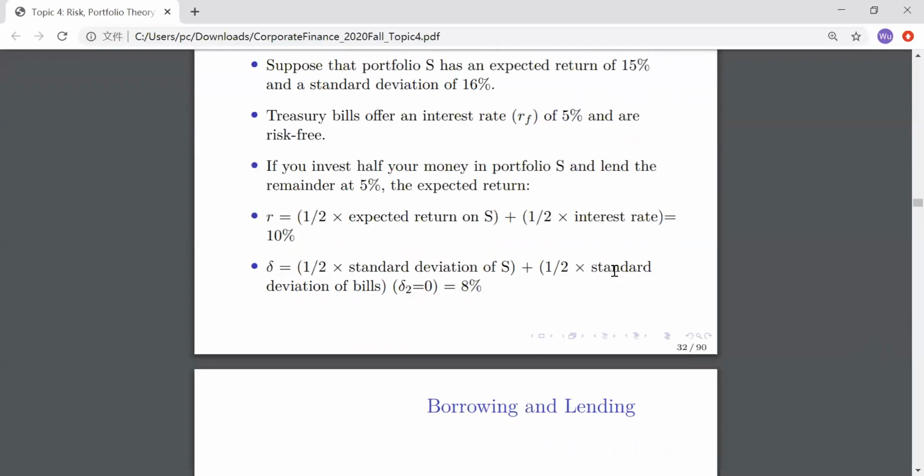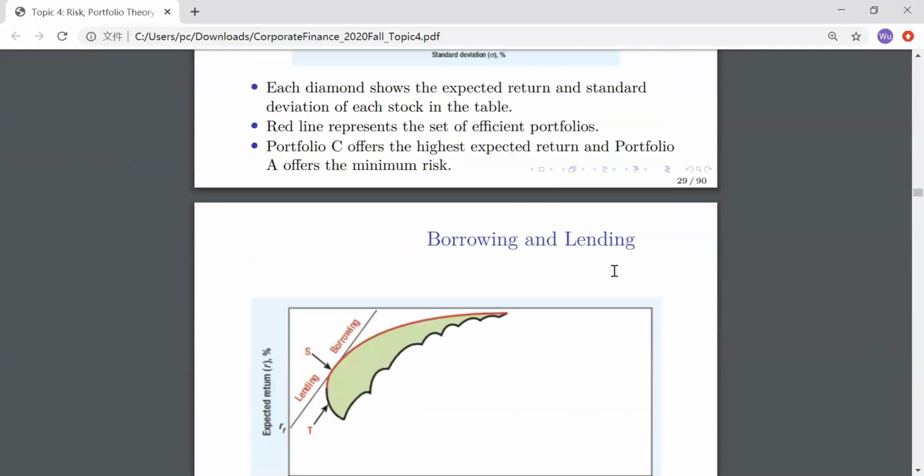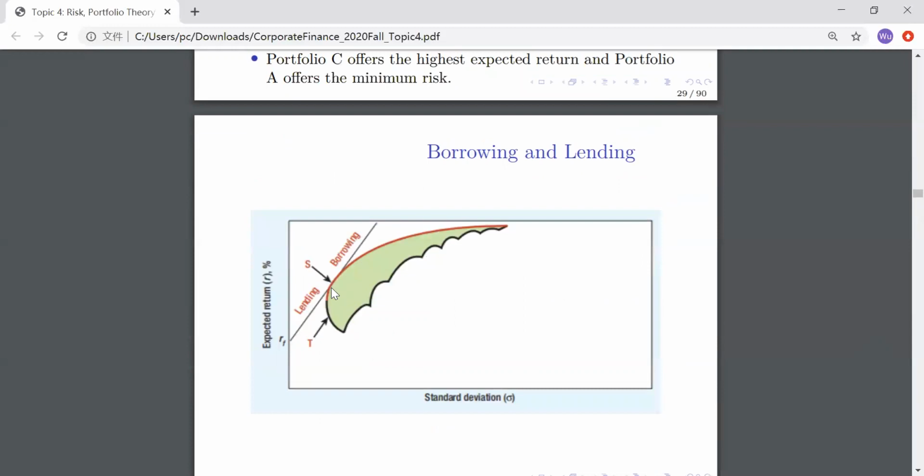Now, in this case, S is the efficient portfolio, right? S is the efficient portfolio because that is the one that gives you, for any level of risk, the highest expected return. So given the budget constraint here, this point S is the point that maximizes your expected return for any level of risk, right? And this is the point where the budget constraint is tangent to this efficient portfolio. That's why S is the efficient portfolio.